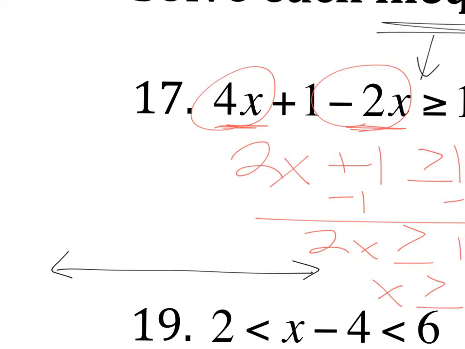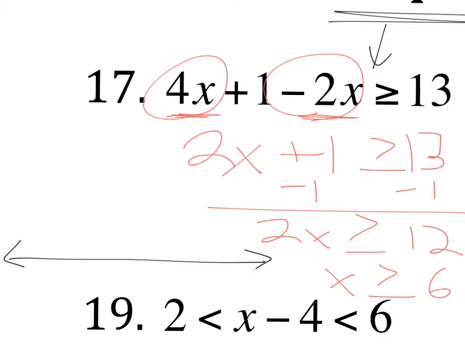And the closed circle at 6. And I want the numbers that are greater than 6. So my graph's going to go towards the bigger numbers like 7, 8, 9, and 10.